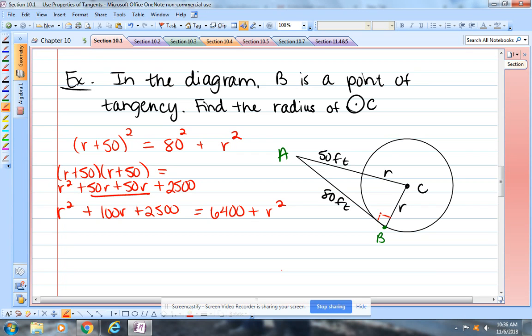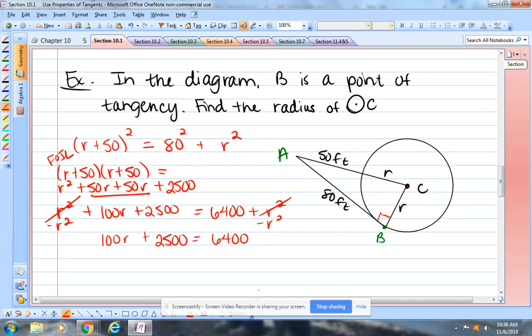So if you have a binomial, R plus something squared, you multiply it times itself, which is good old-fashioned FOIL method. Now, if I want to get my R squares together and I subtract them on both sides, what happens? They cancel out, don't they? If you don't believe me, you can subtract them on both sides and they both make 0. So I'm left with the equation 100R plus 2,500 equals 6,400. Then you just solve that for R.